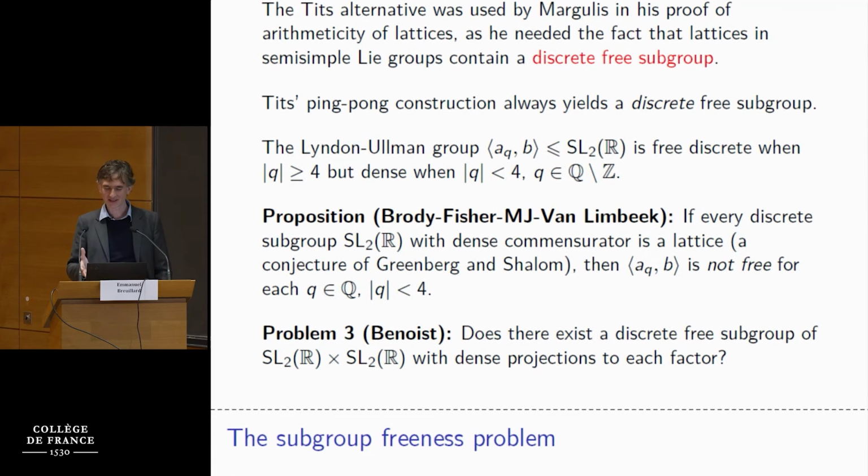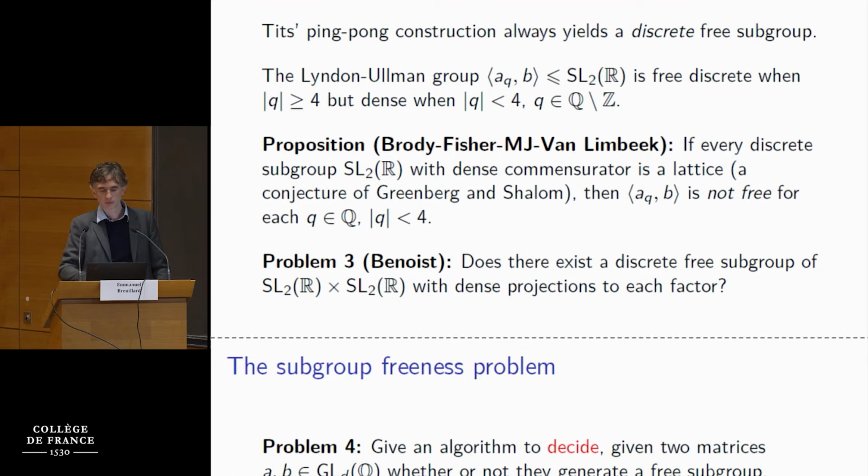The idea is that this Linden-Ullmann problem group has a dense commensurator. In fact, what they show is that not only is it not free, but it has finite index in an arithmetic group, which is SL2Z bracket 1 over S, where S is the denominator of Q.